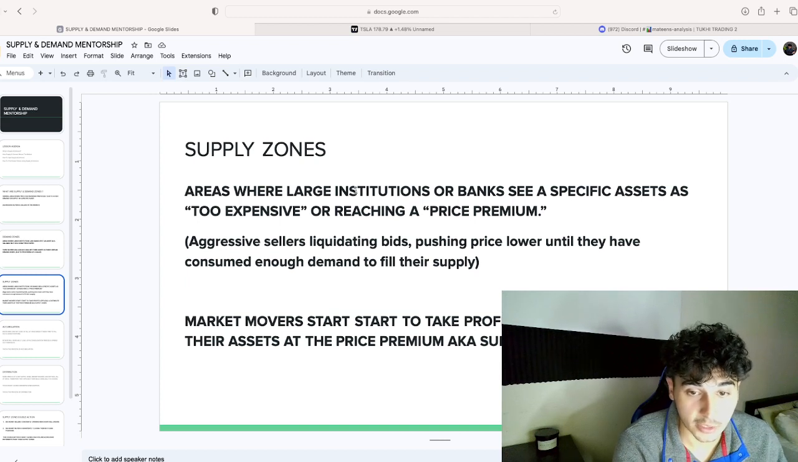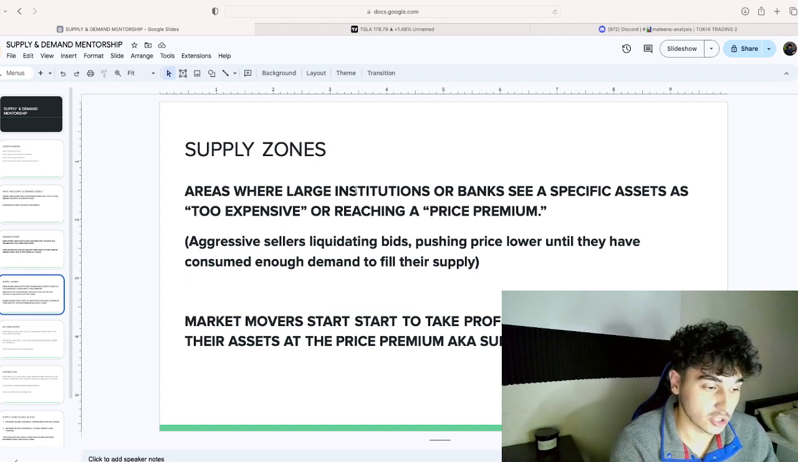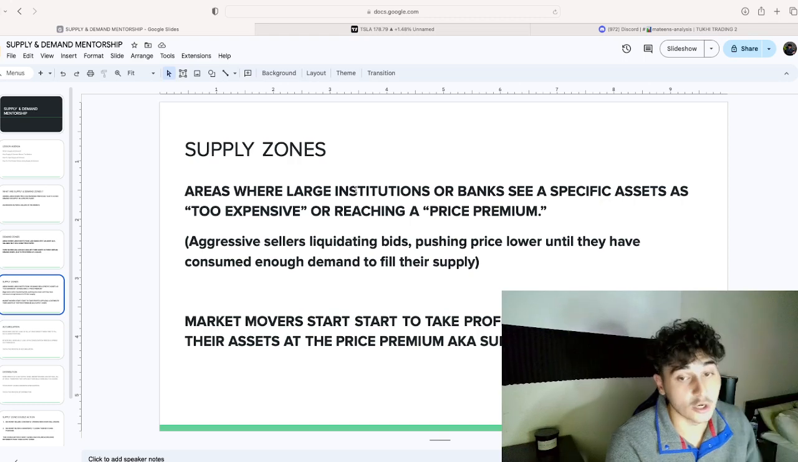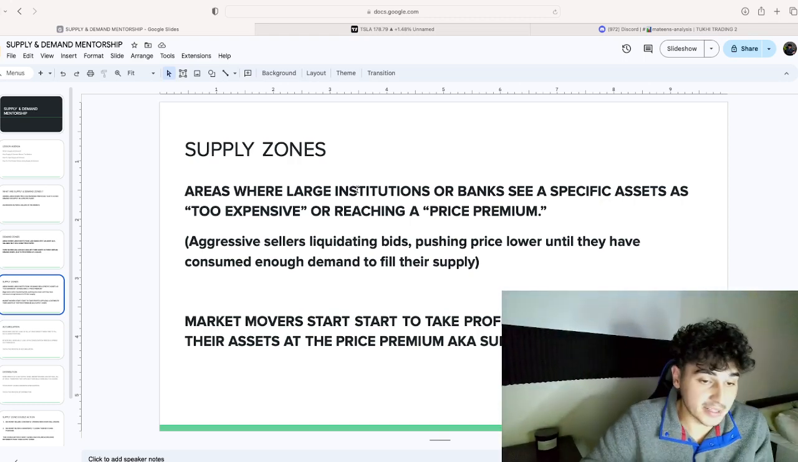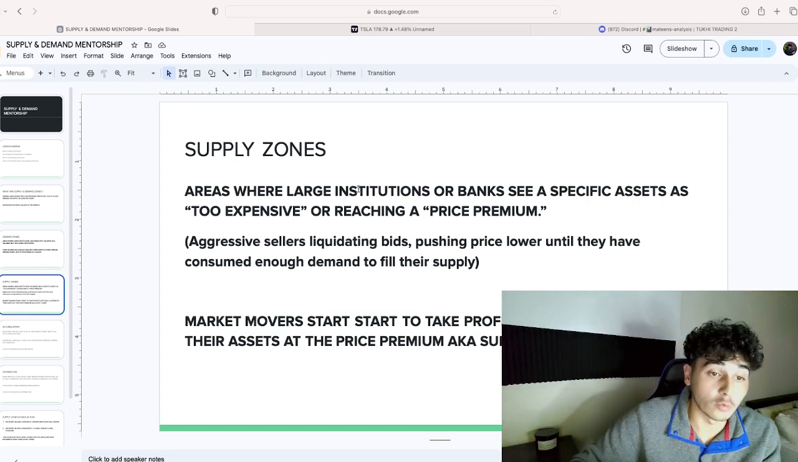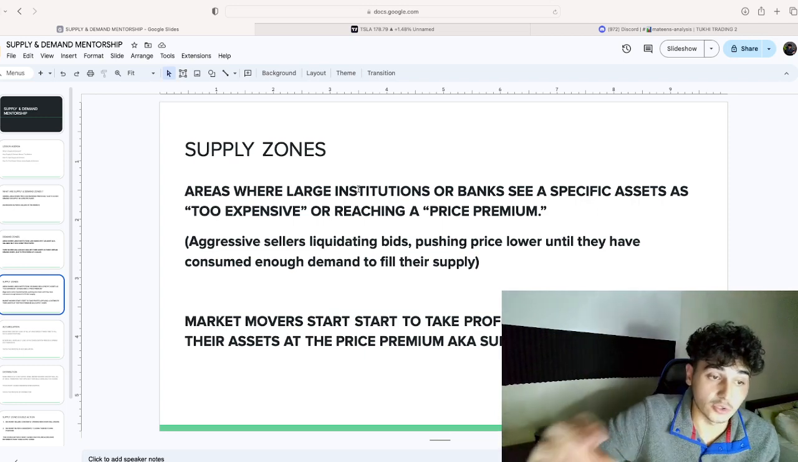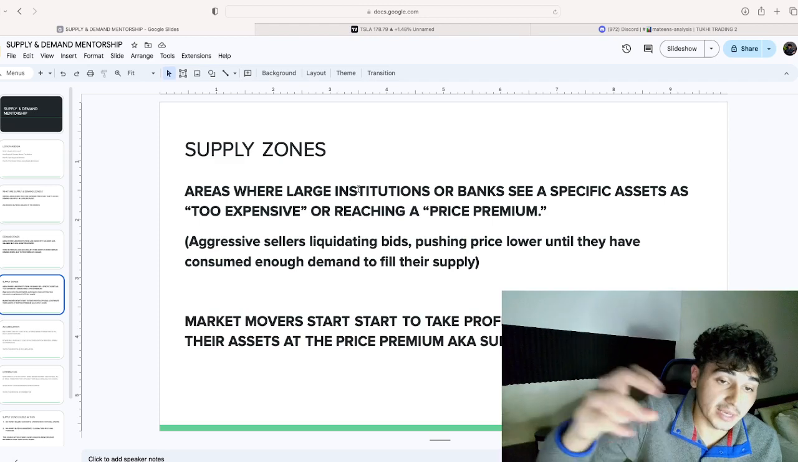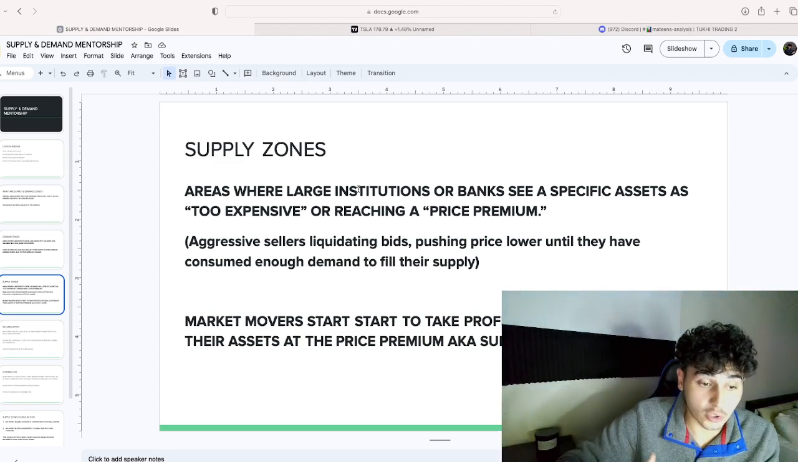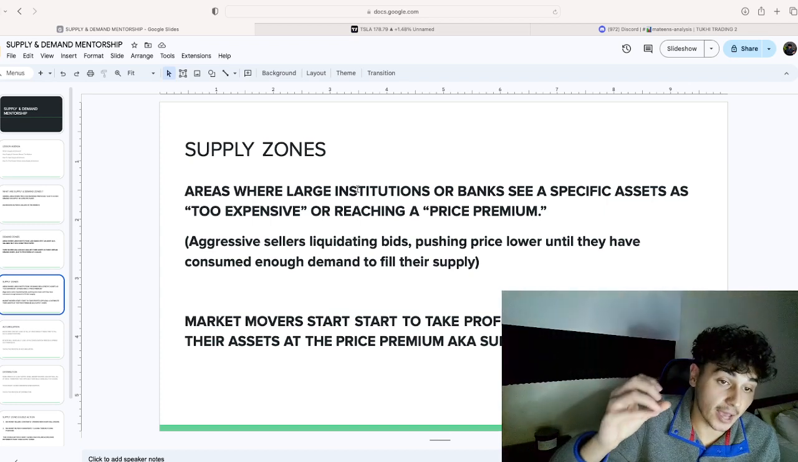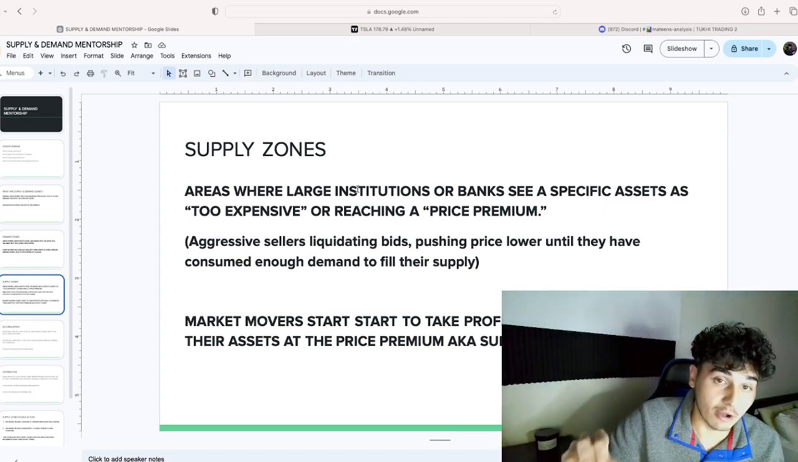Like I mentioned earlier, that's exactly what it is. Supply is just areas on the charts where price is at the highest point possible. And if it's at the highest point possible, what do you think is going to happen? Right? There's going to be lots of selling. If something is at the most expensive point, traders are going to want to be selling at the highest point to get the most profits possible.